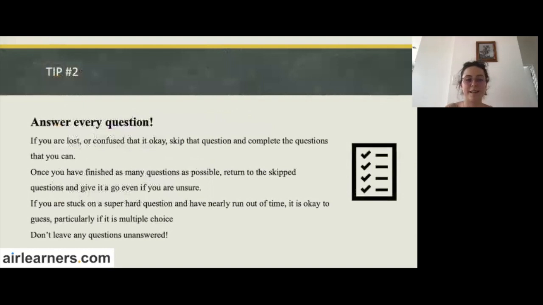Moving on to our second tip. Answer every question. I really want to get this into your minds. If you're lost or confused, it's totally fine. You can skip that question and come back, but you should come back and answer every question, even if it's just a guess. It's a really good habit to get into.